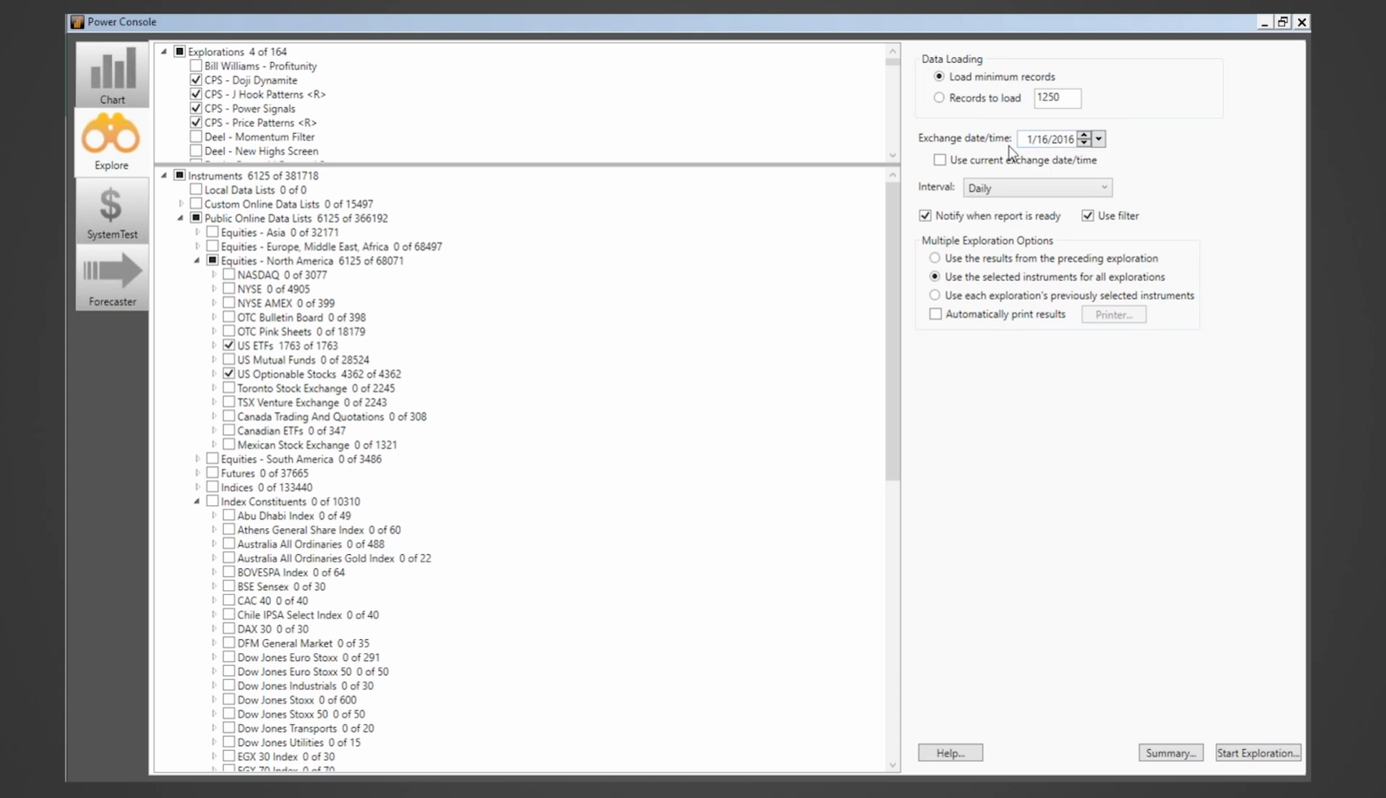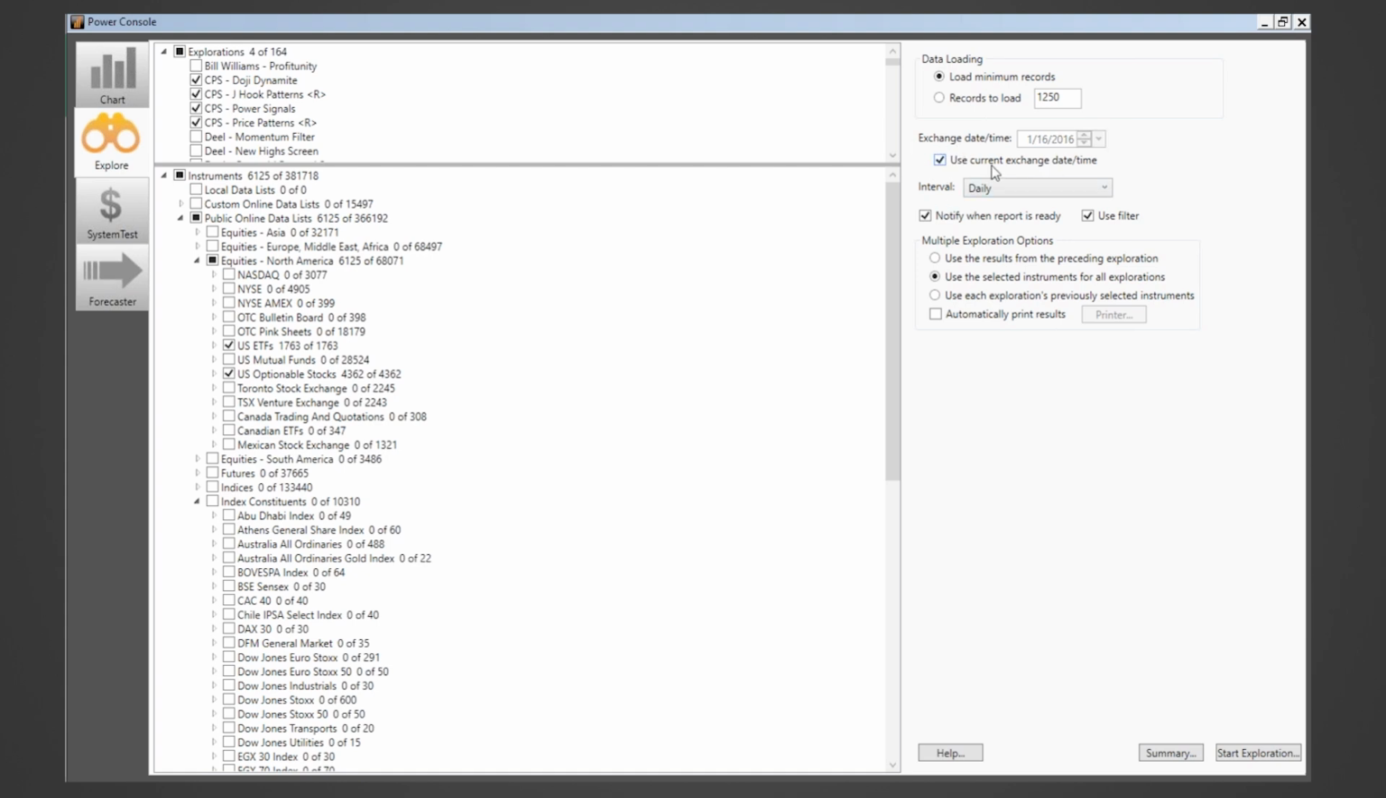When I ran the scan, I just want to bring your attention right here where it says exchange date and time. By default, this is checked right here, okay? And it just scans for the current day. Because I was doing some testing, I had to change this to look for stocks that actually had 1/16/2016. So I wasn't scanning for the current day. And that's why we didn't have patterns on the current day, which makes sense, right? But by default, this is going to be checked.